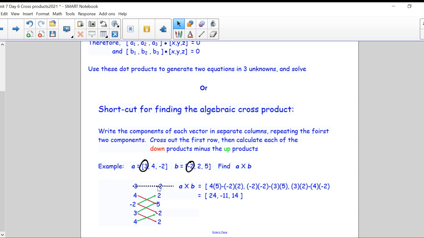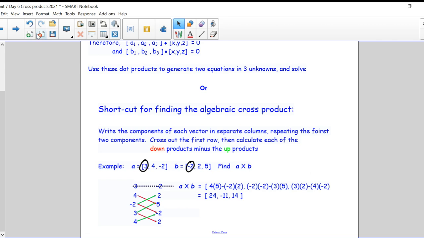The second column is from the B vector, so you do the same thing. You're going to go 2, which is the second number, then you go to 5, then you go back to minus 2, and then you go to 2, and so on and so forth. So if you really want to go through that, then I think the best thing to do is come and see me and we can work through that.